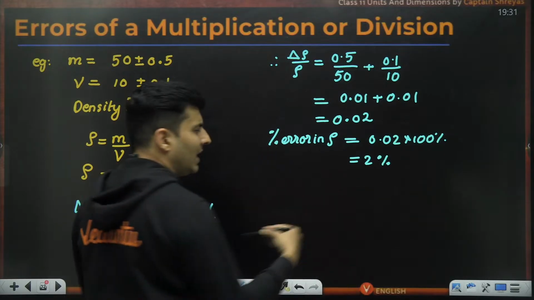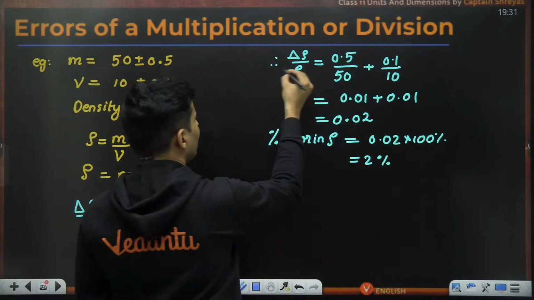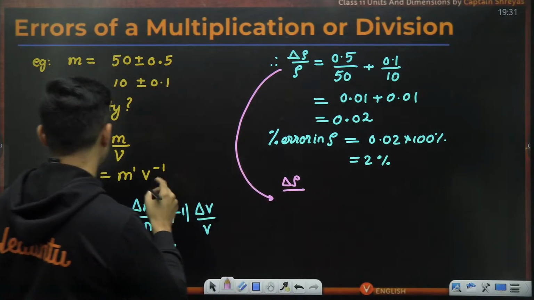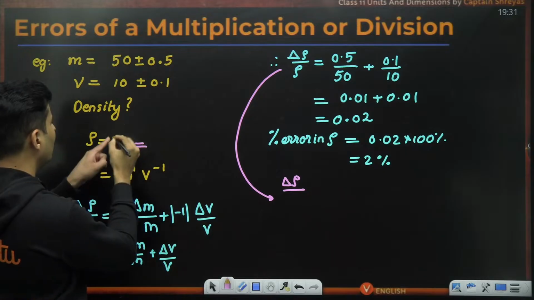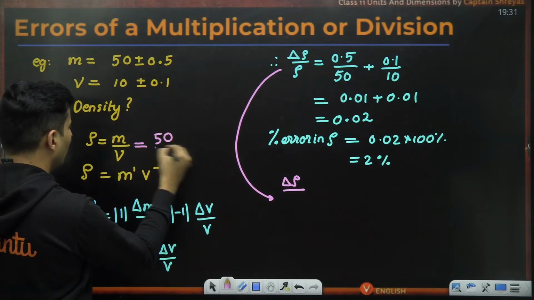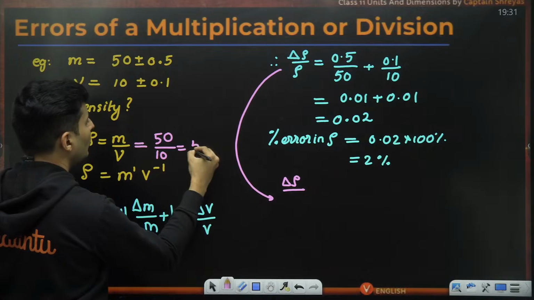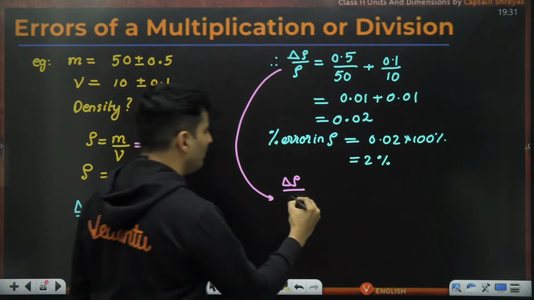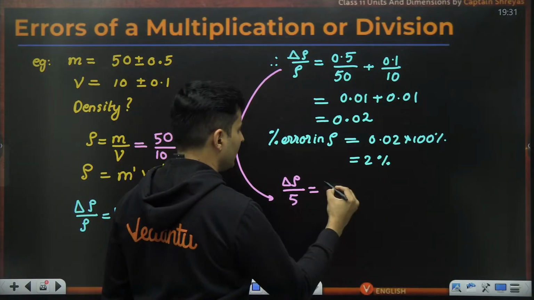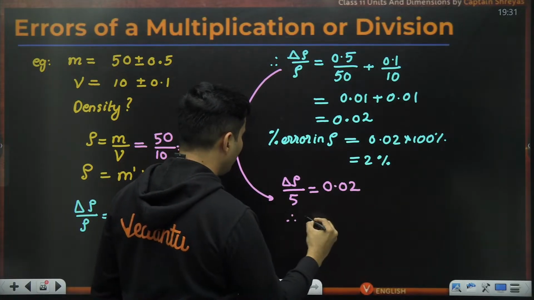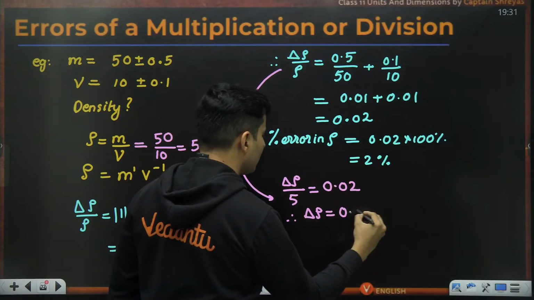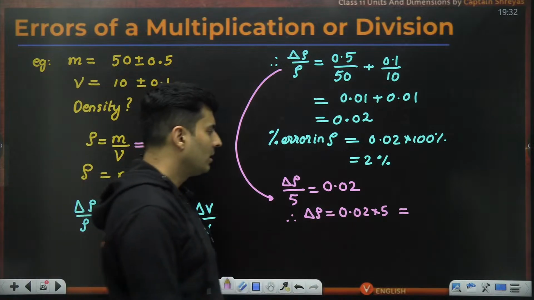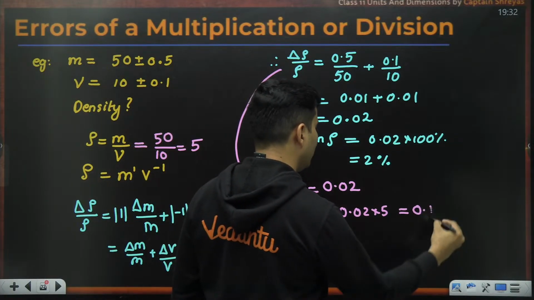But if you ask me what is the answer of density, well, then I will go over here. The error in the density I don't know, but can I find the actual density value? Definitely from here. Most likely mass is 50, most likely volume is 10, so that is going to be 5. So instead of density, put the number 5 over here. This is nothing but 0.02. So therefore, delta rho will be 0.02 multiplied by 5, which is 2 5s are 10. So this is just going to become 0.1.